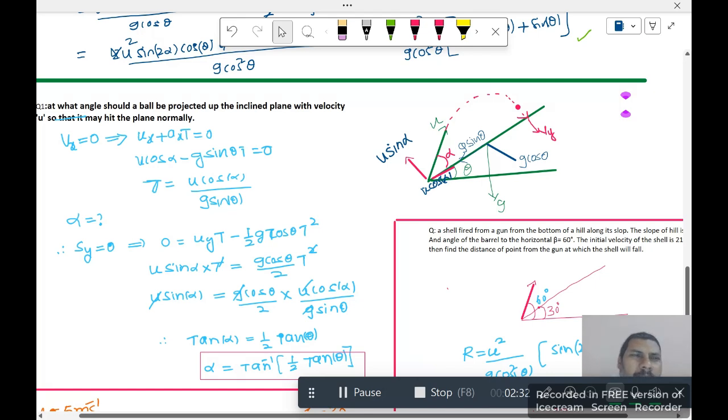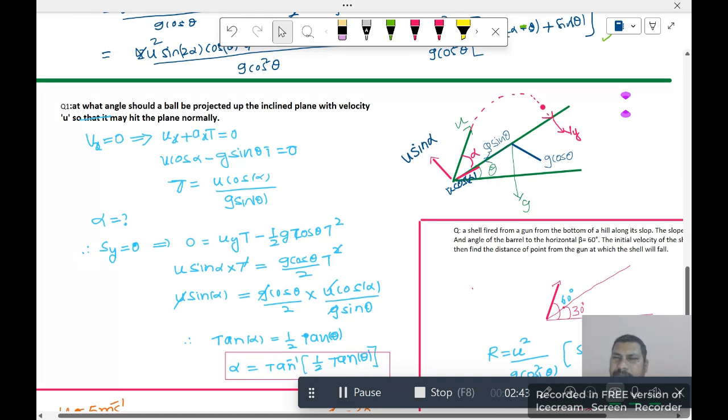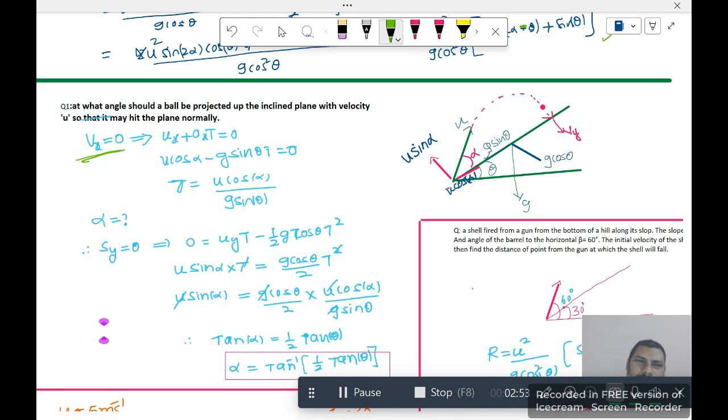At what angle should the ball be projected above the inclined plane with a velocity u so that it may hit the plane normally? Normally hitting means Vx is equal to 0. So Vx equals ux plus ax into t is equal to 0. Substitute here: above the inclined plane, u is in the upward direction and a is in the downward direction, both opposite, therefore minus. Substituting, you will get tan alpha is equal to 1 by 2 into tan theta.